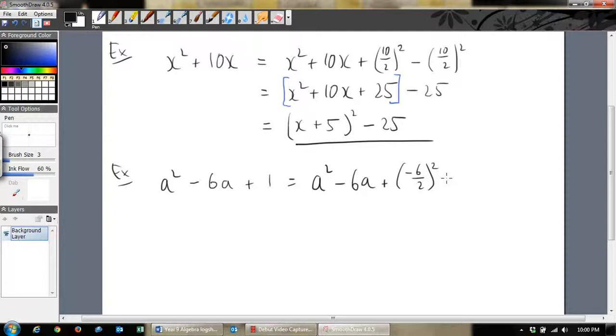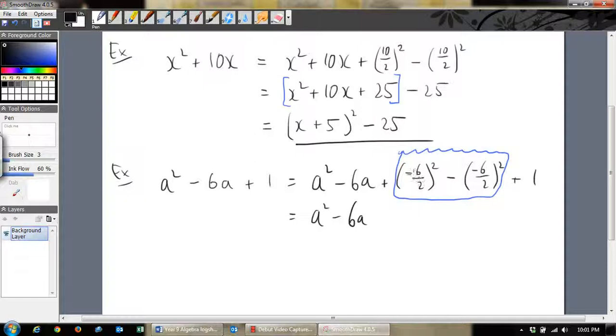But remember, we can't just add that out of nowhere. We need to also subtract it so that we don't actually change the value of this expression. And then we've still got this plus 1 at the back. All this new stuff we've added in is to try and complete the square. What is this equal to? That's a squared minus 6a. What is this? Negative 6 divided by 2 is negative 3. Negative 3 squared is positive 9, negative 9 plus 1.